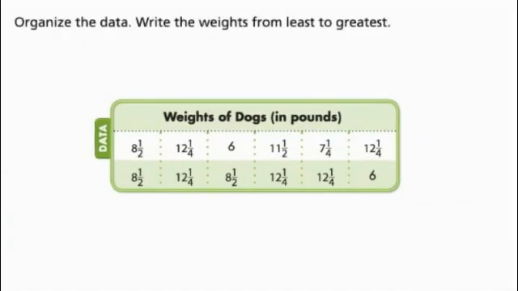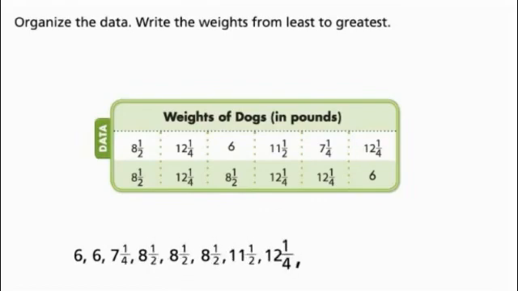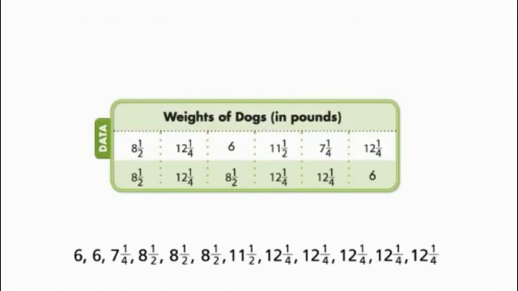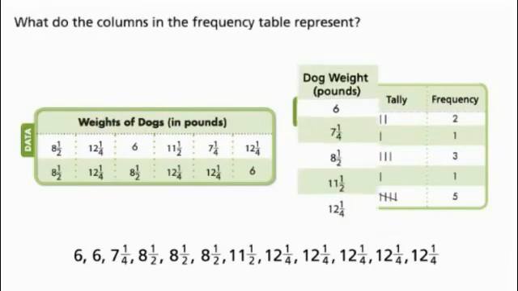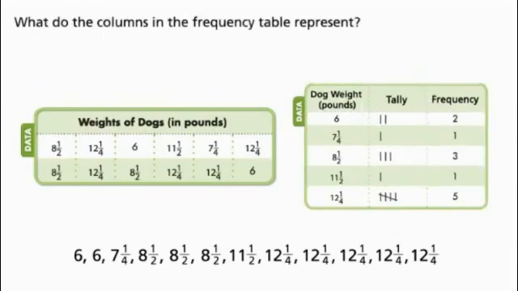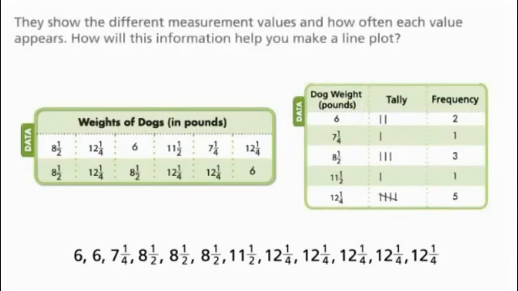Organize the data. Write the weights from least to greatest. You can also organize the data in a frequency table. The frequency is how many times a given response occurs. What do the columns in the frequency table represent? They show the different measurement values and how often each value appears.